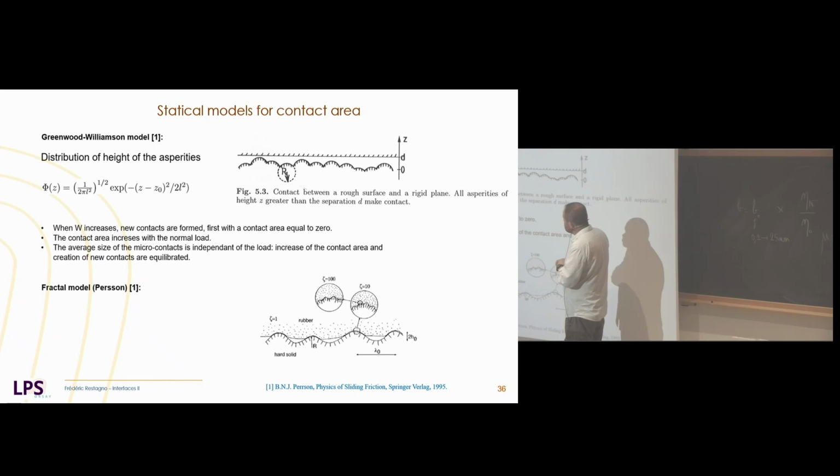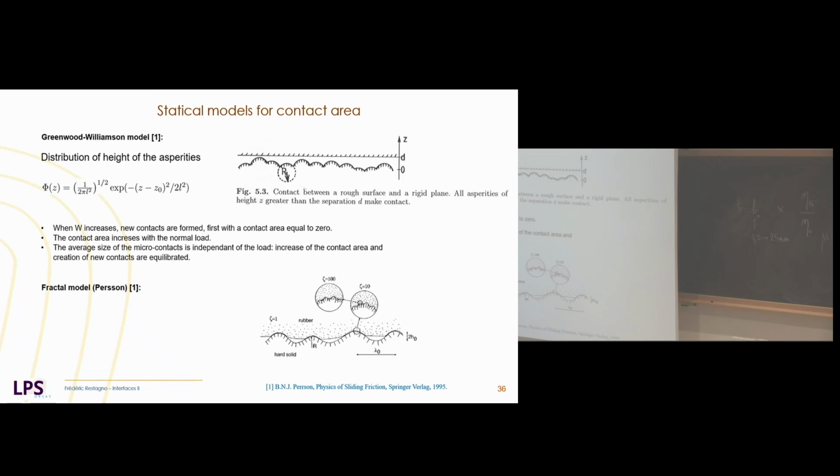So the first model has been done by Greenwood and Williamson. Basically, they kept the idea that there will be some asperities of radius r. But the only difference between my very naive model and the one of Greenwood and Williamson is that they distributed the height of the spheres at different heights with a Gaussian distribution of height. If you do that, you recover, I have no time to do the math, the fact that you will regularly increase the number of contacts by pushing your surfaces together, which will make the contact area proportional to the normal load with this model.